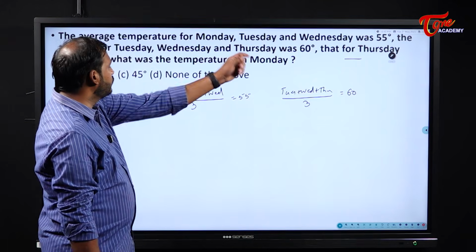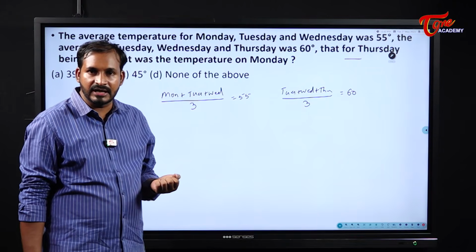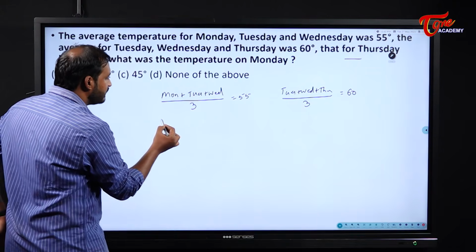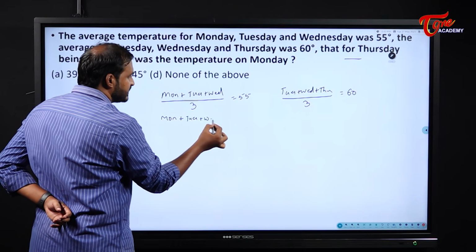What was the temperature on Monday? Now see here, to know the temperature on Monday, if I know the sum of Tuesday and Wednesday, it is very easy for me, right? So from this what I can write, Monday plus Tuesday plus Wednesday is equal to what?